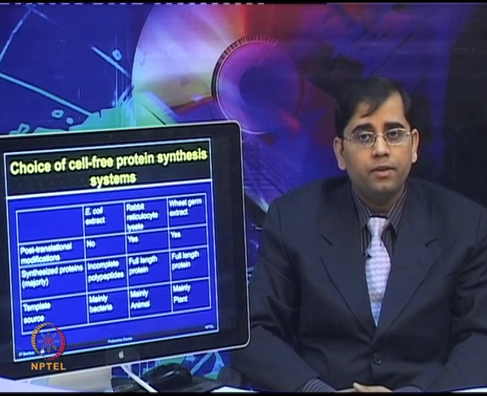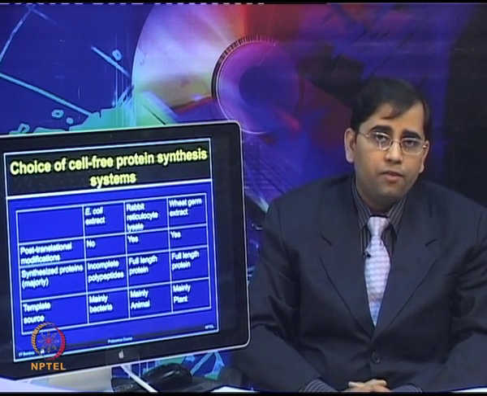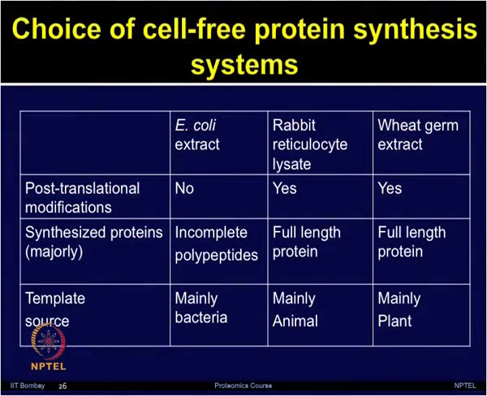So, let us do a comparison of these three most widely used cell-free protein synthesis systems: E. coli extract, rabbit reticulocyte lysate and wheat germ extract. Post-translational modification is not possible using E. coli extracts, whereas rabbit reticulocyte lysate and wheat germ extract, the eukaryotic systems, can provide the post-translational modifications. The synthesized proteins are majorly incomplete polypeptides in the case of E. coli extracts, whereas in RRL and WGE it is full length protein.